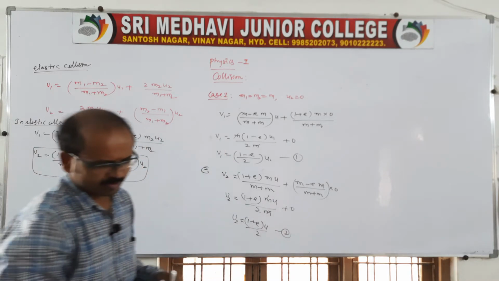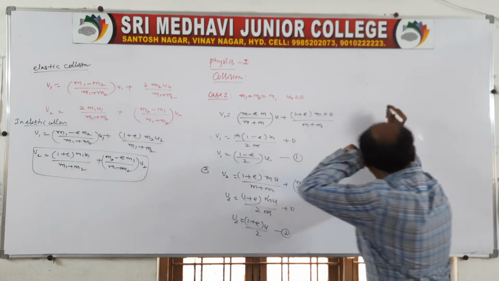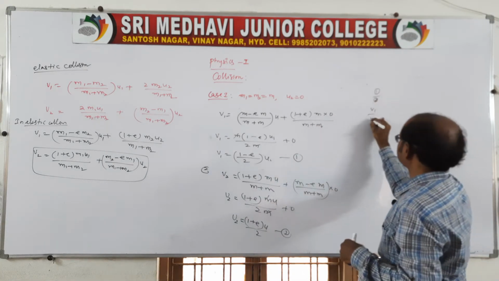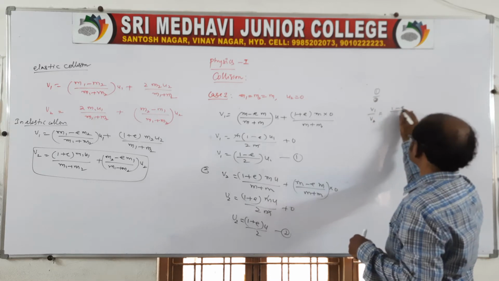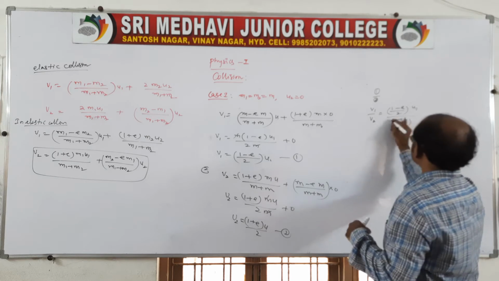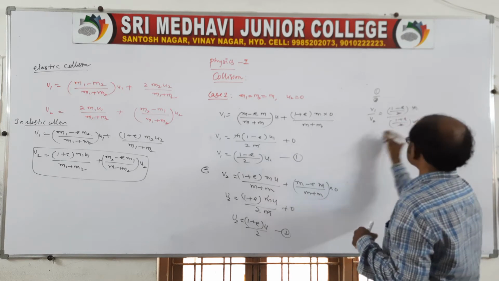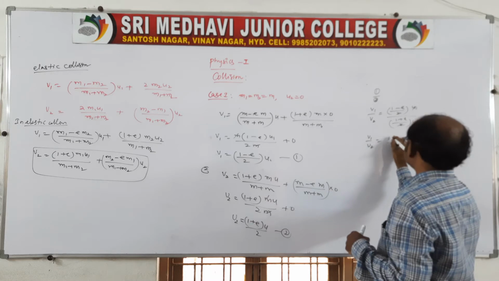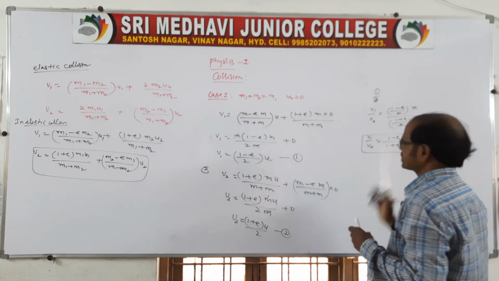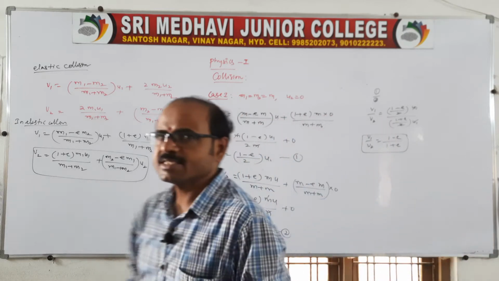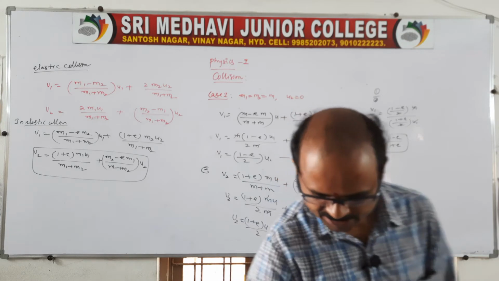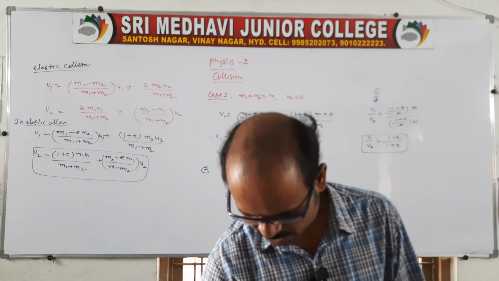Suppose you want V1 by V2 also, no problem. The question will be like this. V1 by V2 is equal to (1 minus e) by 2 into U1 divided by (1 plus e) by 2 into U1. U1 cancels, 2 and 2 cancel. V1 by V2 is equal to (1 minus e) by (1 plus e). Clear? So this is one case in case of an inelastic collision. Is it okay now?